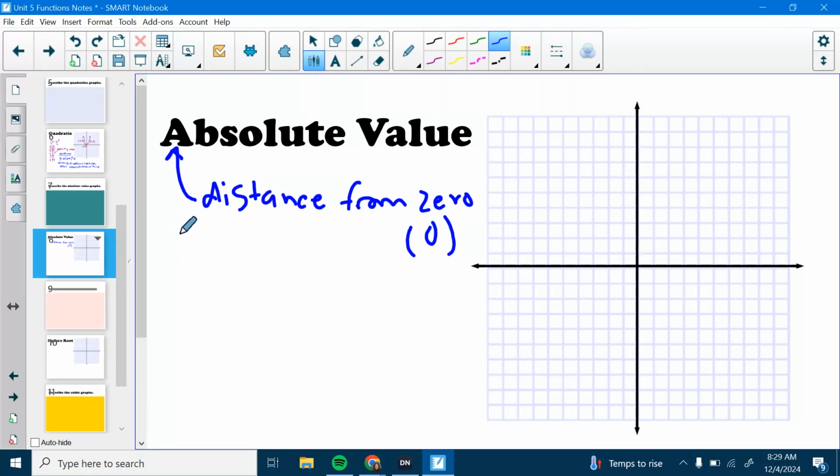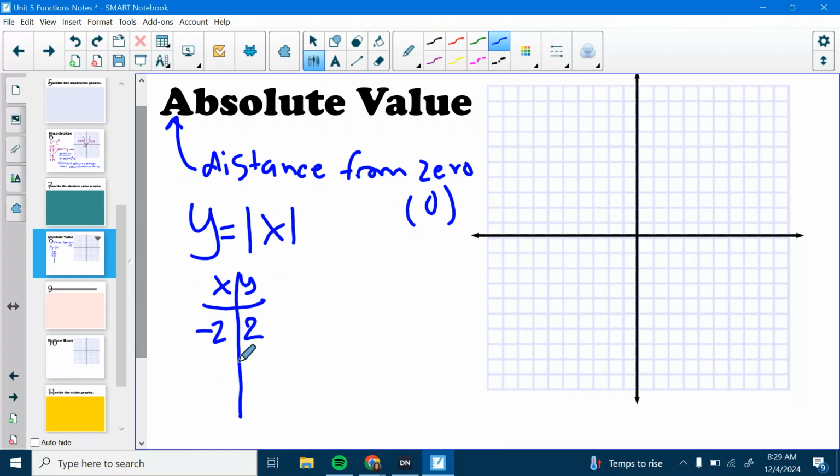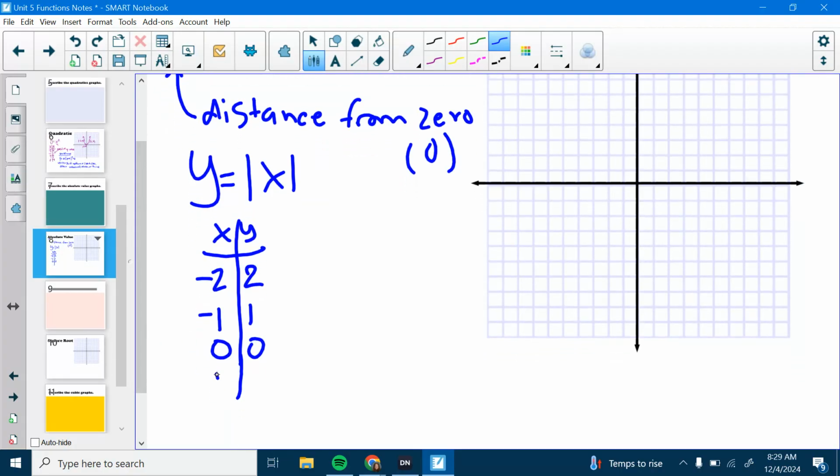Meaning that if I have, and I'll write our parent function, y is equal to the absolute value of x. So if I have my table here, if I put in a -2 for x, how far away is -2 from 0? Well, it's 2 away from 0. It doesn't matter that it's negative or positive. It's still going to be 2 away from 0. Same thing goes with -1. How far away is it? Well, it's 1 away from 0. How far is 0 from 0? Well, it's 0. How far is 1 from 0? 1. And 2 is 2.